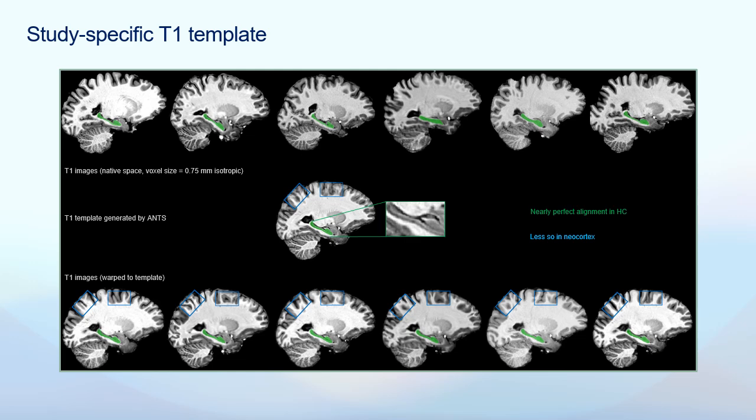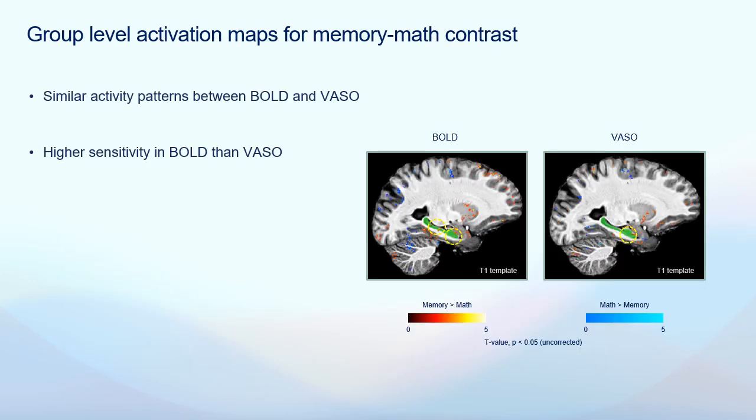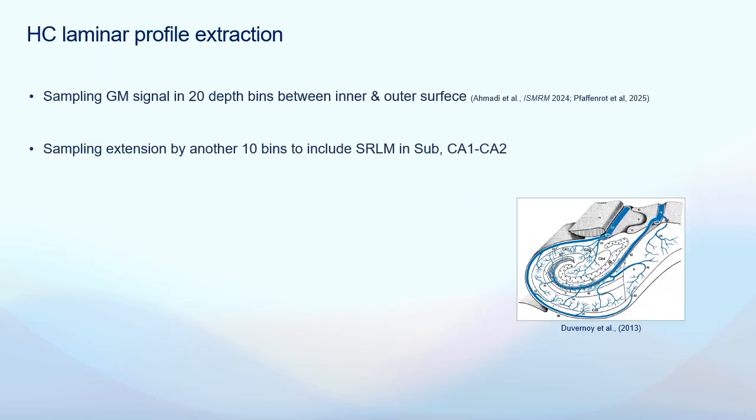As can be seen here, there is a nearly perfect alignment in the hippocampus, but less so in some neocortical regions, including parietal cortex. Following group-level analysis, again, a similar activation pattern was observed between BOLD and VASO, although BOLD data showed a slightly higher sensitivity. I would cautiously say here that memory retrieval at group level evokes hippocampal activity, based on these few significant surviving clusters. And likewise, there seems to be math-related activation in parietal regions at group level.